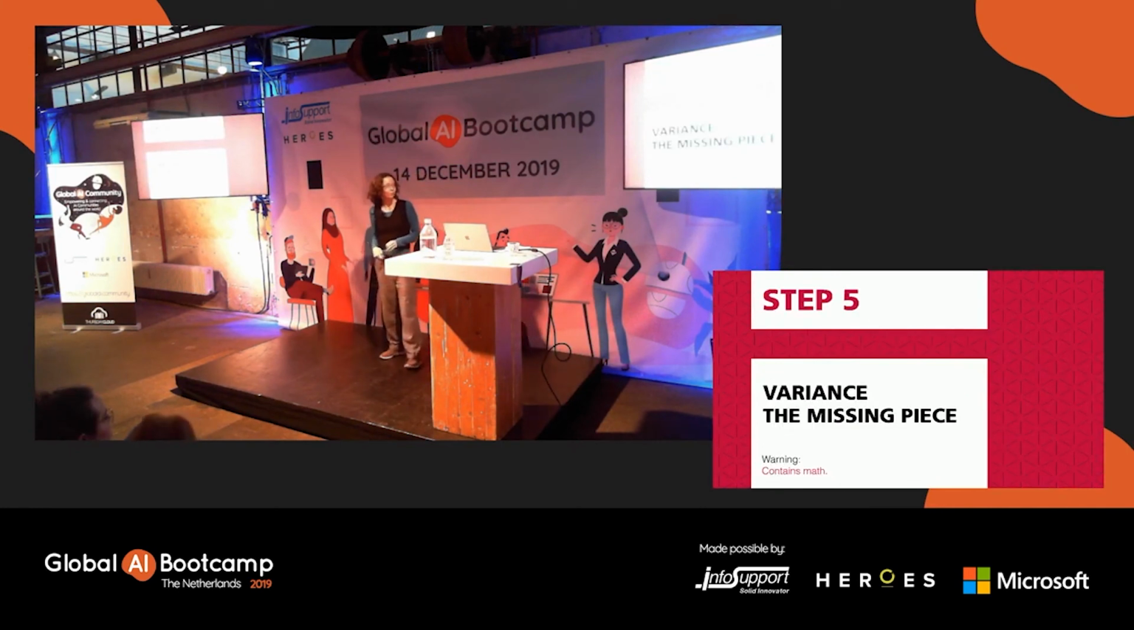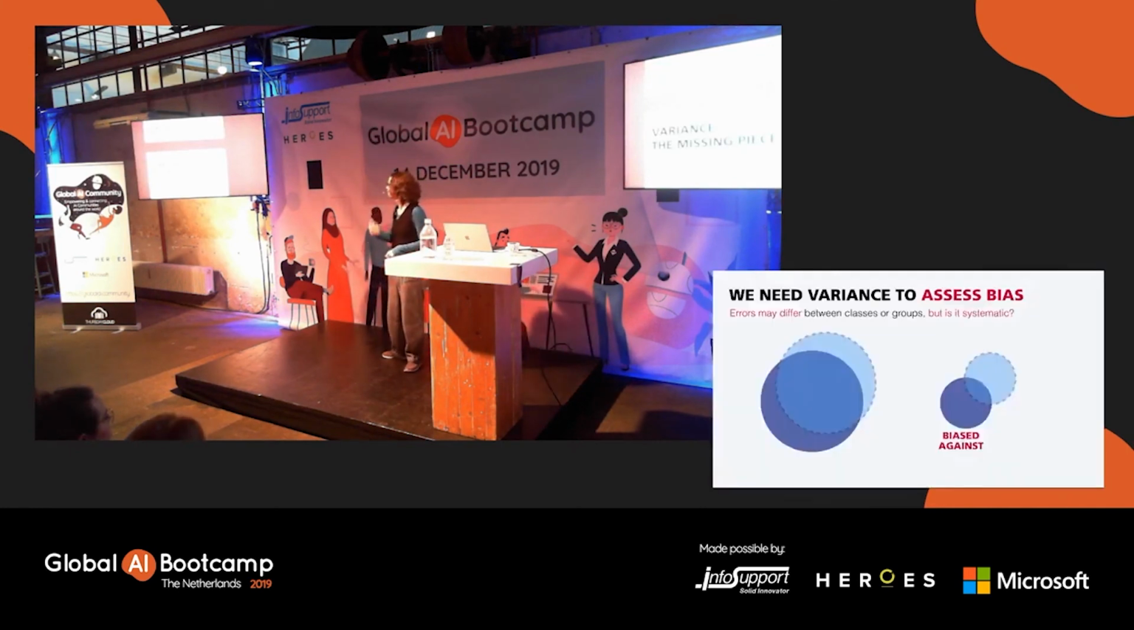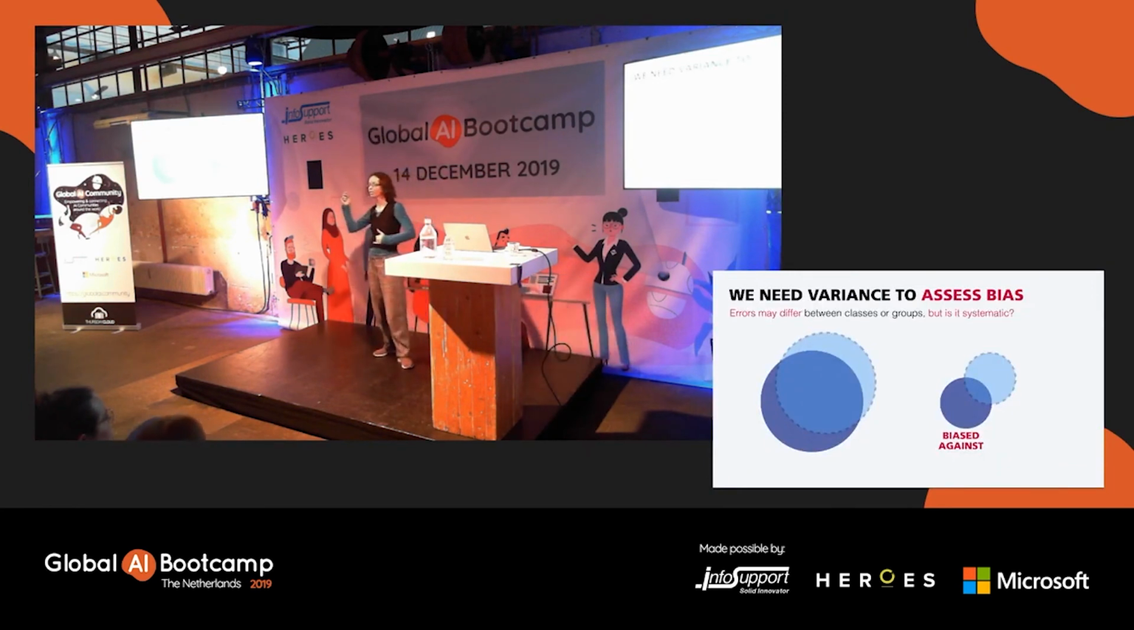So now I'm going to very quickly go through variance. That's the missing piece. We need variance to assess bias first. So I was saying, if you have a higher level of errors, it's biased again. But what if you start to see what variance you would have among random samples? Maybe there is so much variance that the level of errors is actually comparable, it's not significantly different.